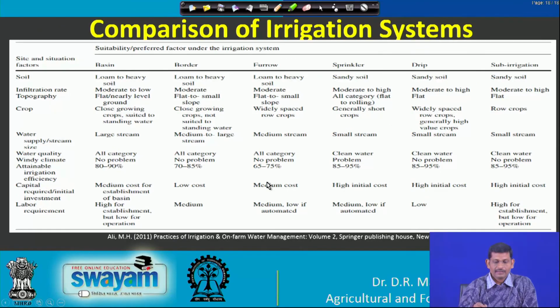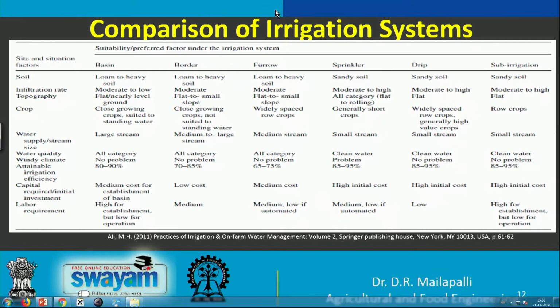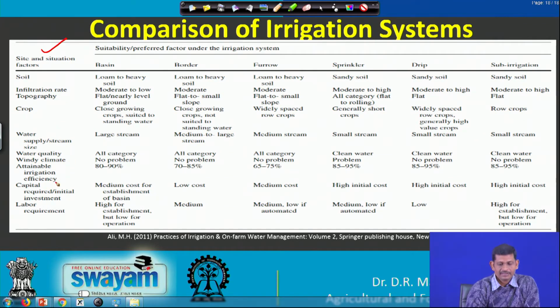And so this is the overall comparison of the system. If you see here, the first column indicates the site and situation factors. For example, what is the soil type, infiltration rate, topography required, crop, water quality, capital requirement, labor requirement, right. For different irrigation systems like basin, border, furrow, sprinkler, drip, what kind of favorable situations are required.